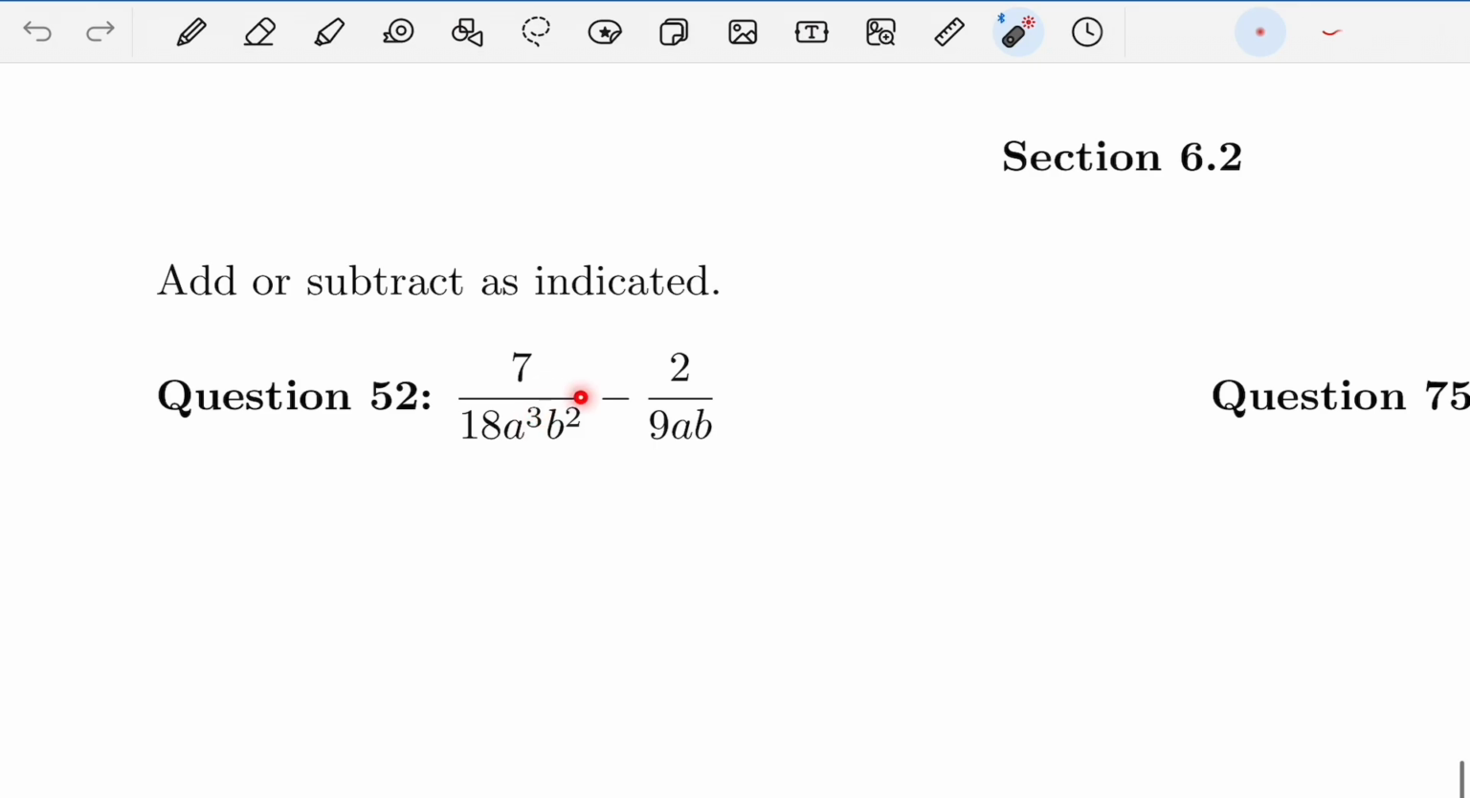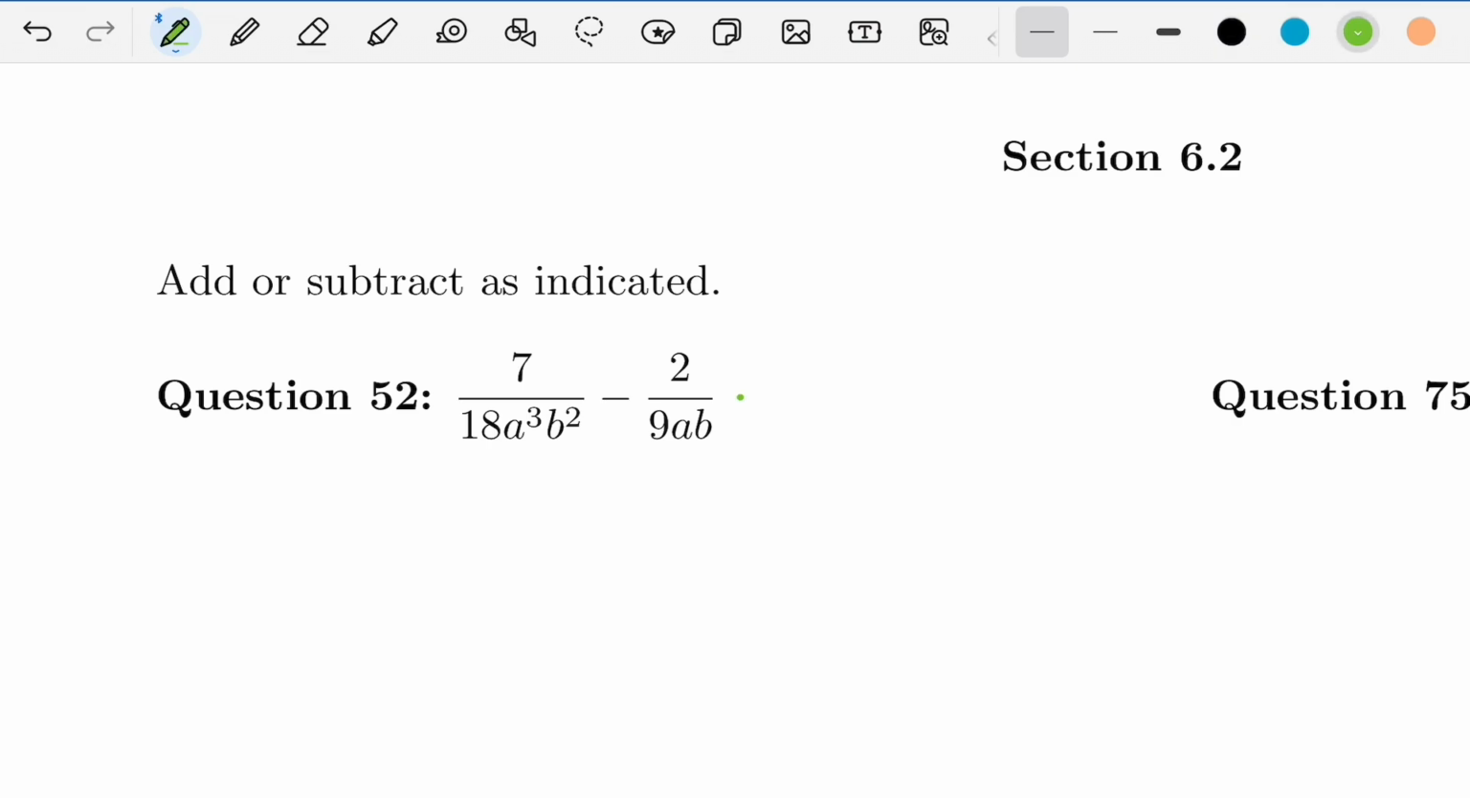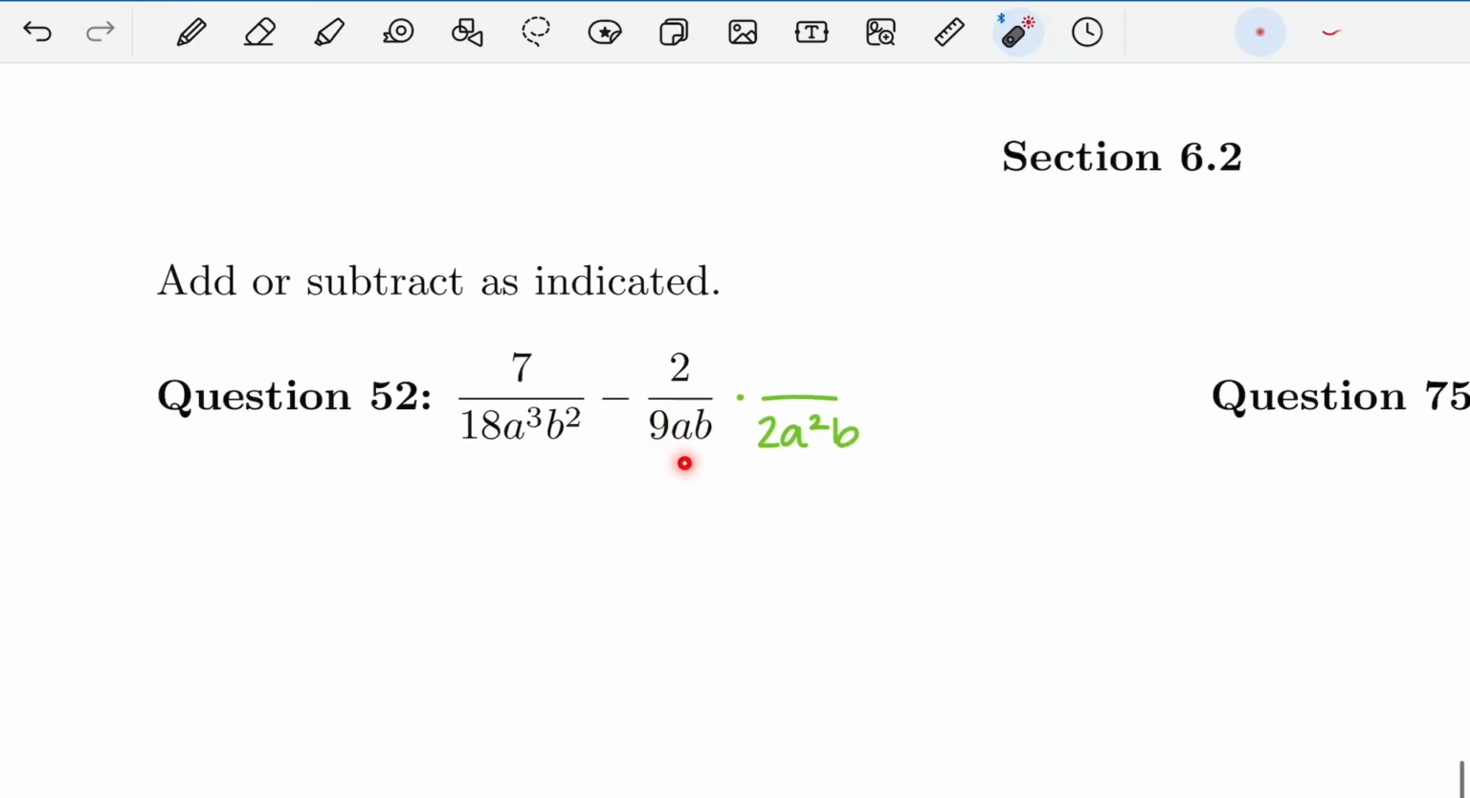We want to subtract these two guys. Now, we don't have a common denominator, so we're going to have to multiply one or both of these fractions to get a common denominator. Now notice this one we have 18a cubed b squared, and here we have 9ab. So what we can do is just multiply the second expression here by 2a squared b. Doing so, we're going to multiply the 9 and 2, that'll give us 18, and then a and a squared will give us a cubed, and b gives us b squared.